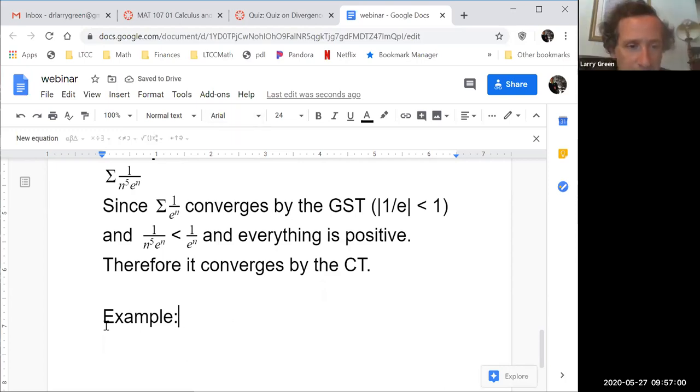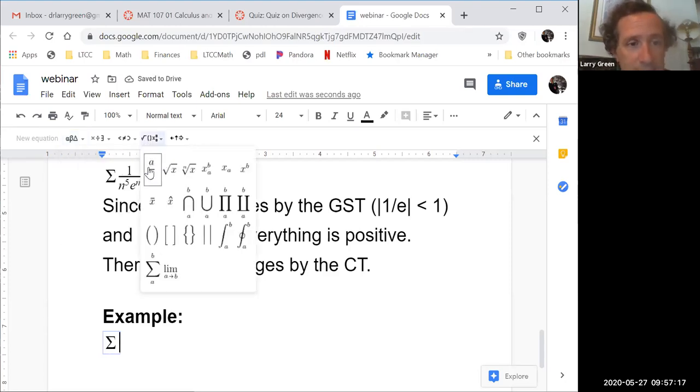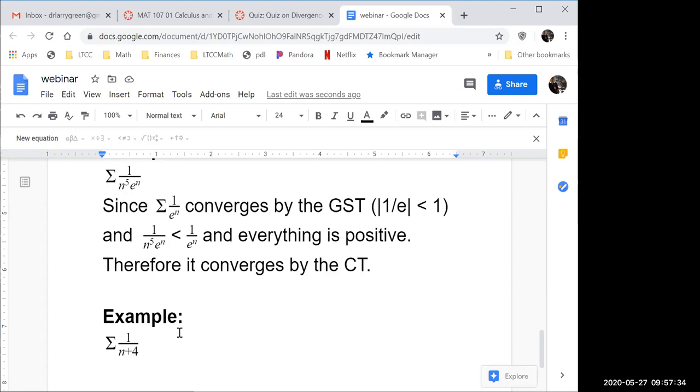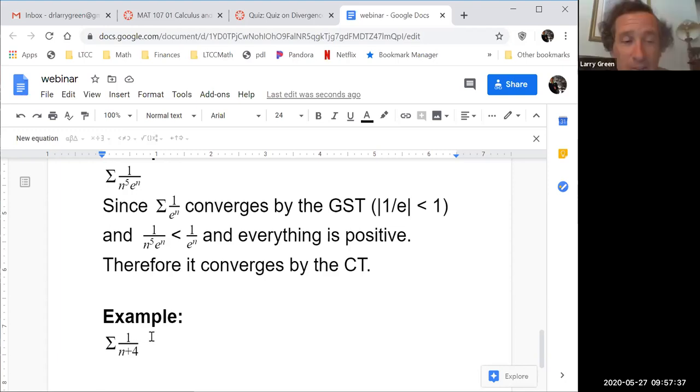And here comes the next example. So let's suppose you have the series, and I'm going to make a fraction: 1 over n plus 4. Why is this one disappointing? It's basically 1 over n. Yeah, it looks like 1 over n. Let's use the comparison test. What's the problem?